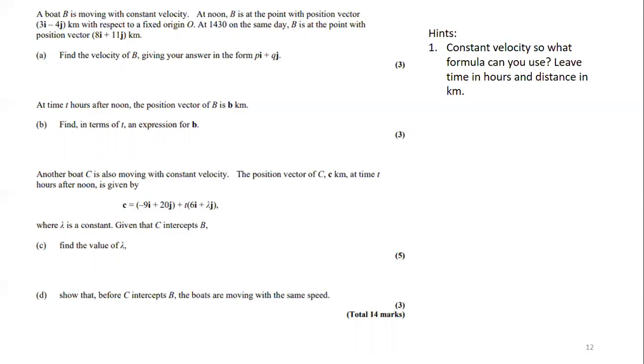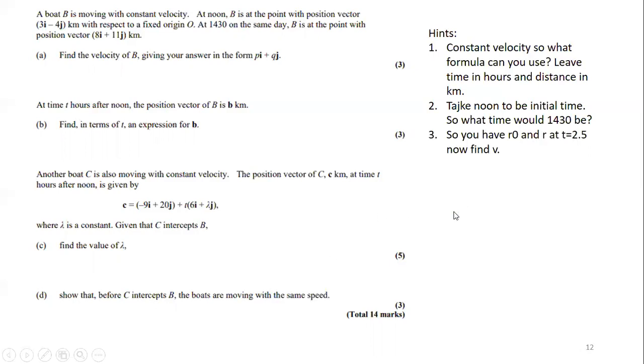So we've got constant velocity, so think about what formula we can use. Let's assume noon is the initial time. I can't spell, I should say take noon to be the initial time. So what time would 14:30 be? How many hours is it from noon till 14:30? So then you've got what t is, you've got the initial position vector, you've got the position vector when t is 2.5. So you can work out the velocity by using that formula and rearranging it to get what v is.